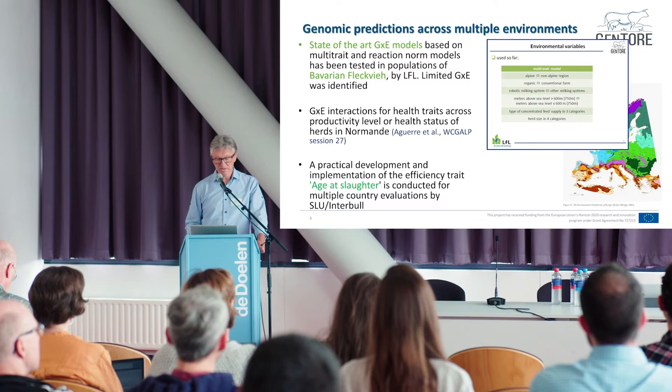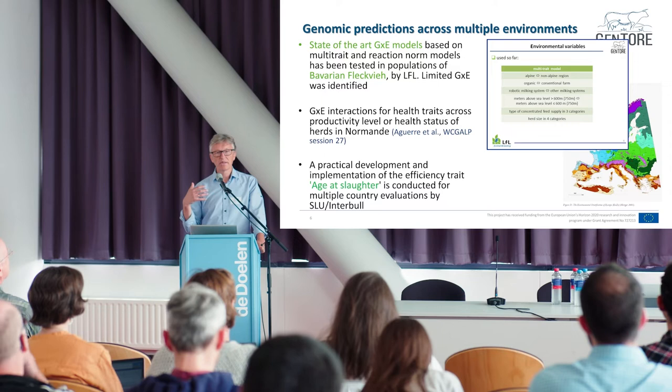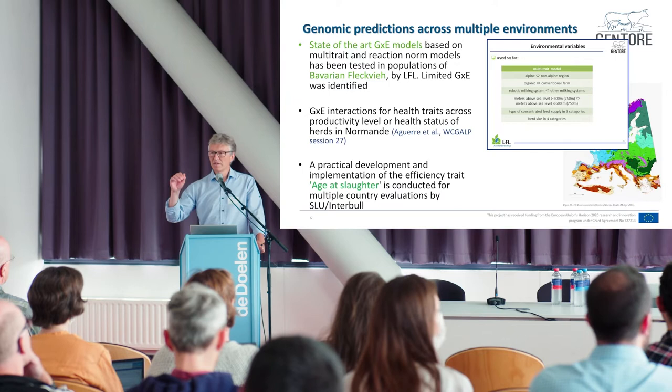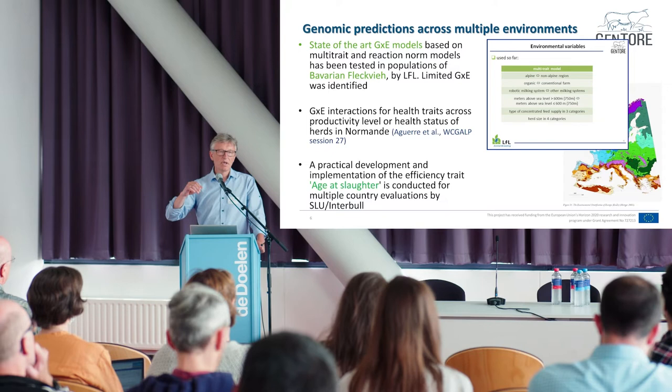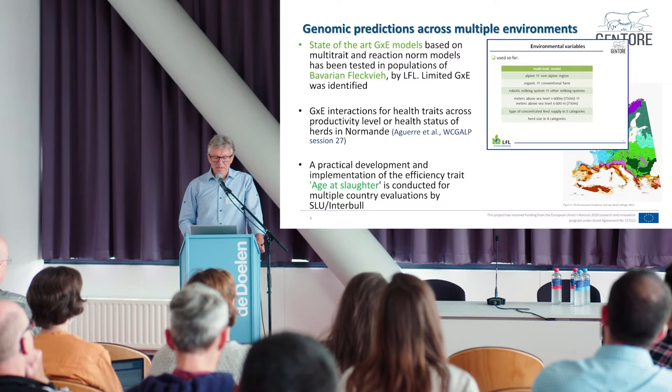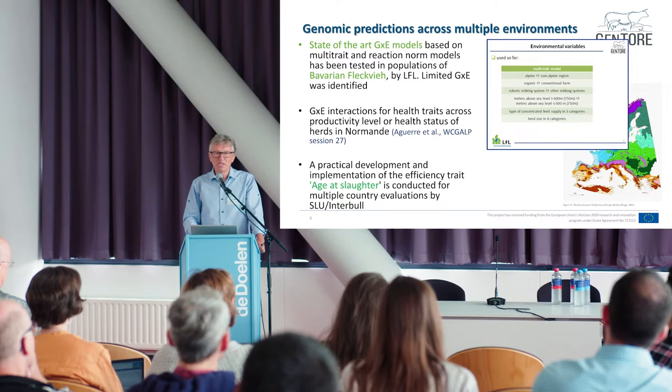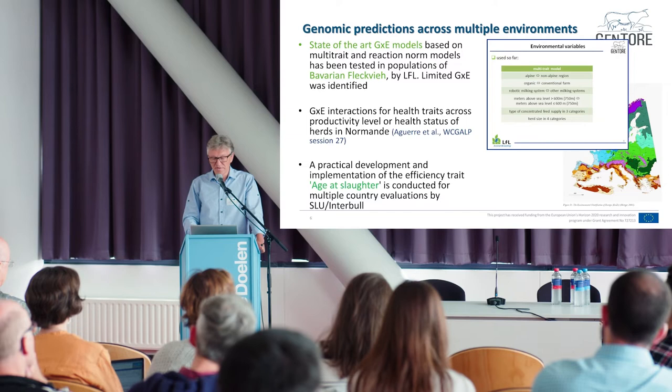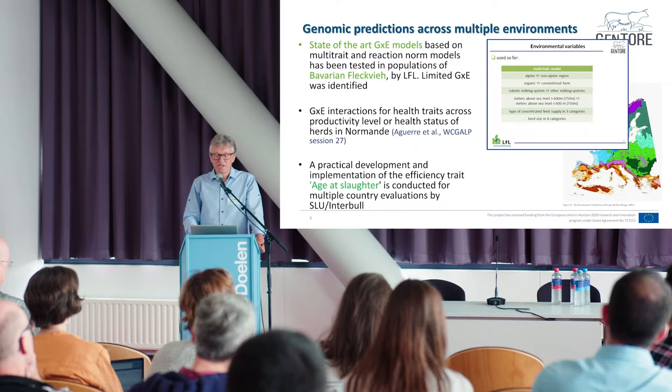random regression models, where you use the trajectory of different environmental conditions. And in GenTORE, there was a work package with a lot of work in classifying different farm-level environmental factors, different kinds of geographical factors and so forth. And in the Bavarian Flecklee, we tried to use these factors in D-by-E models to predict genetics in different environments. And relatively limited D-by-E was observed.